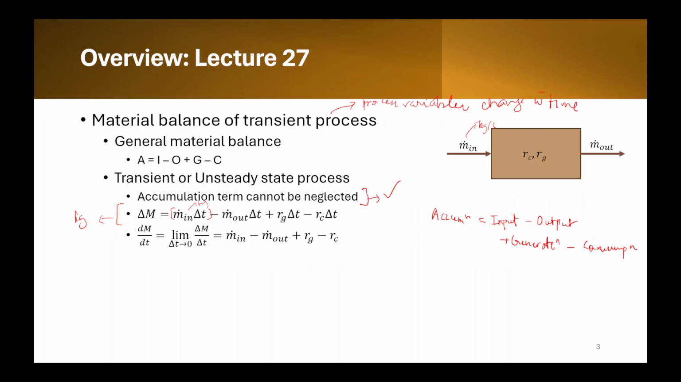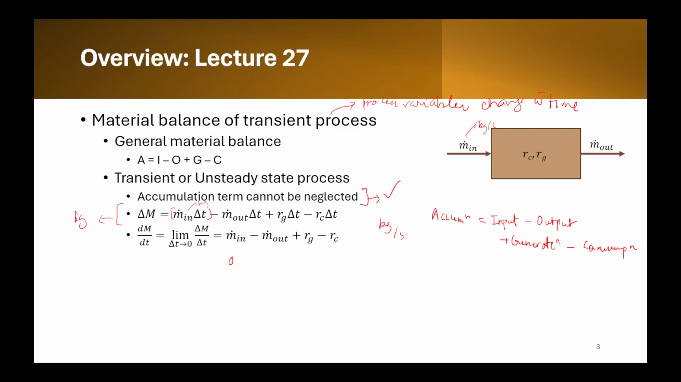This is the mass rate coming in times delta T, minus the mass rate going out times delta T, the change in time. Then plus the rate of generation, given, suppose, in kg per second. Again it will cancel with delta T, so we get kg here as well. And then this is the rate of consumption, which will be subtracted. So if we take delta T common to the left hand side and put the limit delta T tends to 0, this is what we get.